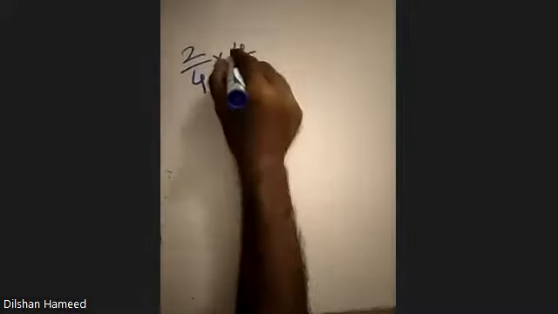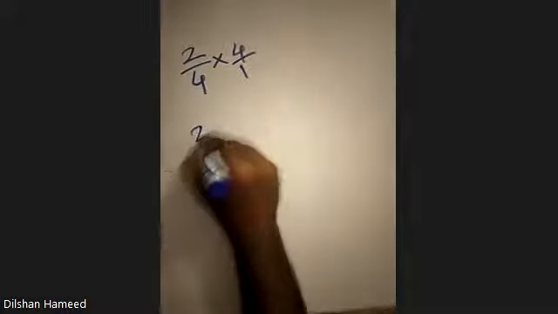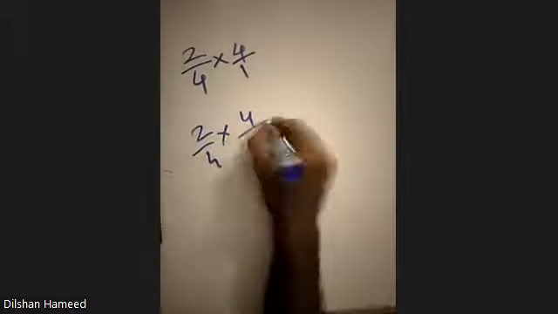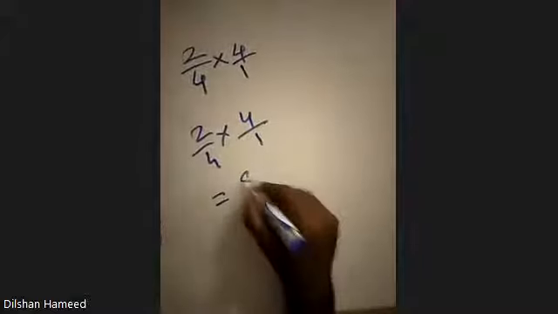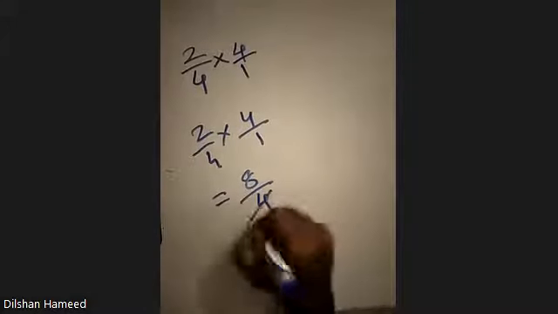Okay, 2 into 4. This is 2 upon 4 into 4, which is 4 upon 1. So 4 2s are 8, 4 1s are 4. So 1 4s are 4, 2 4s are 8. That the answer is 2. Okay, this is one way.